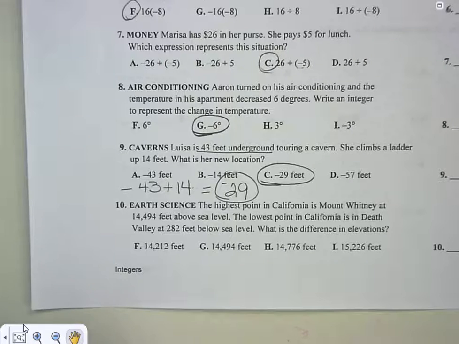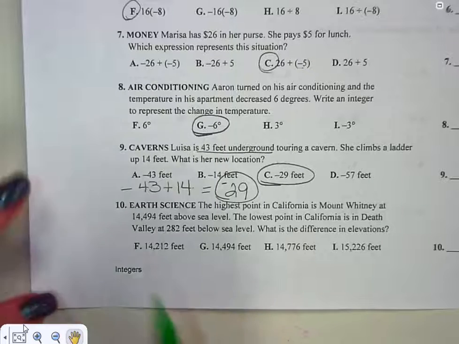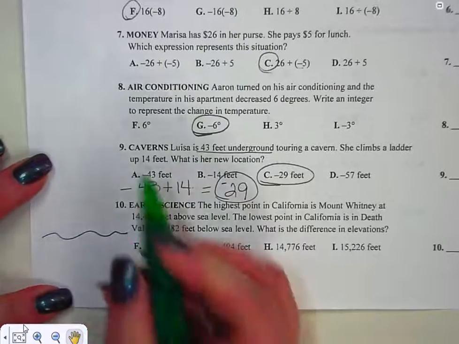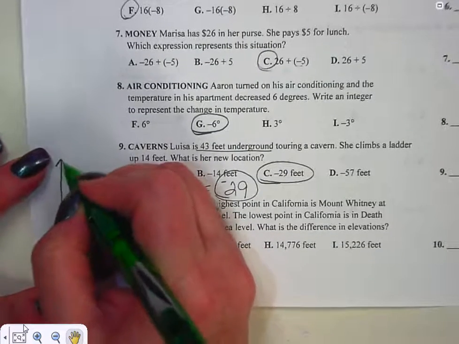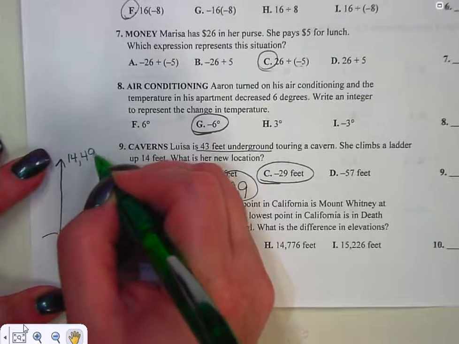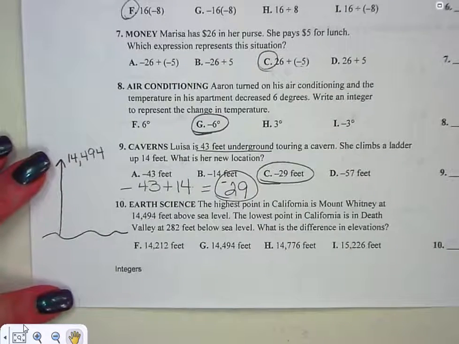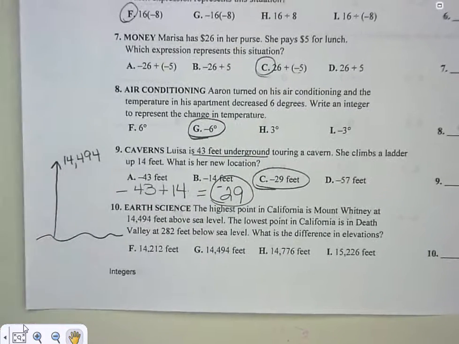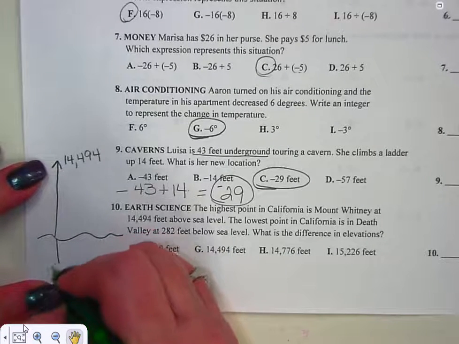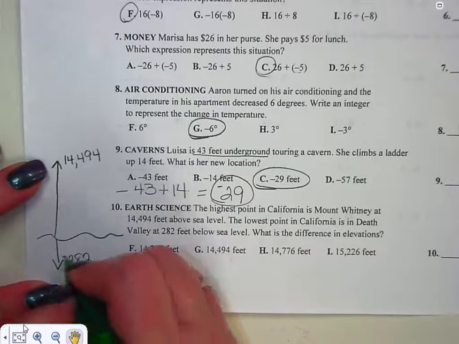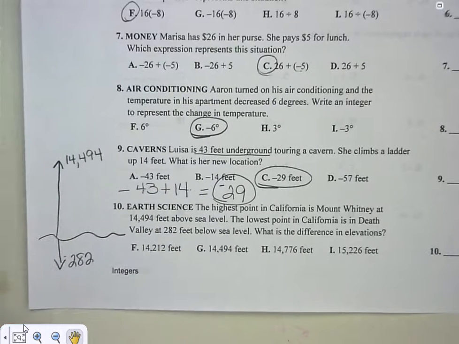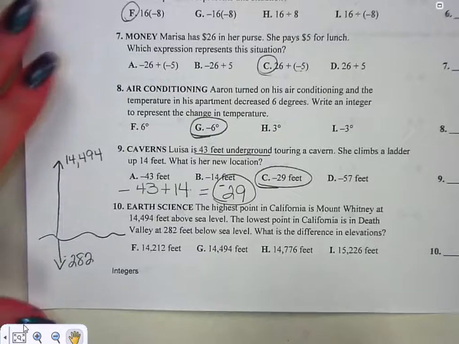Number 10 is tricky. The highest point in California is Mount Whitney at 14,494 feet above sea level. Here's sea level. And here, way up here at 14,494 feet is Mount Whitney. The lowest point in California is in Death Valley at 282 feet below sea level. What is the difference in elevations? What do you think, Chelsea? It is H.